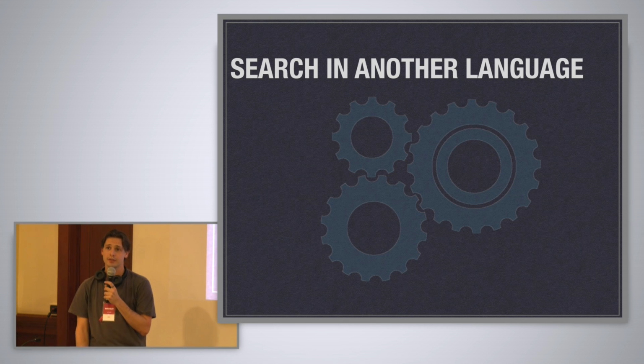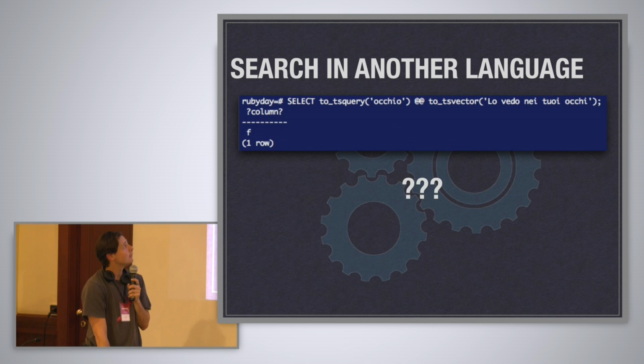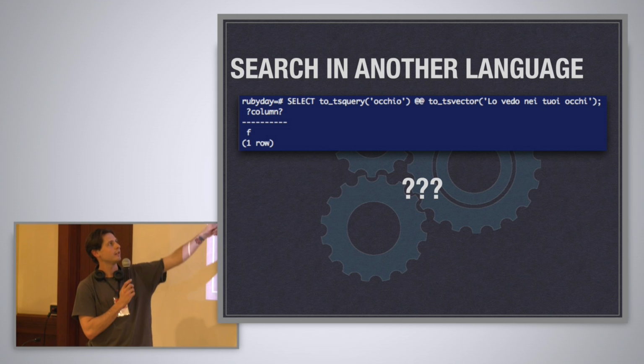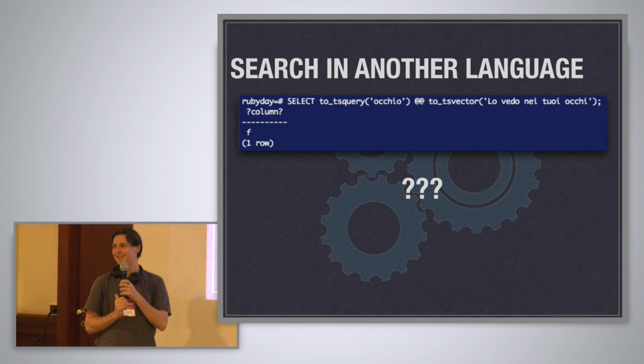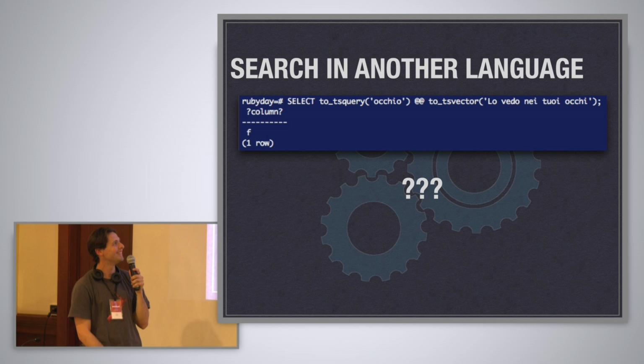Another thing we might want to do is search in another language. Postgres has pretty decent language support out of the box. So let's take our example here. We're going to take a 2TS query of Occhio. And then is anybody willing to volunteer a proper pronunciation of this phrase up here? Oh, prego. Beautiful. This translates to, I can see it in your eyes.